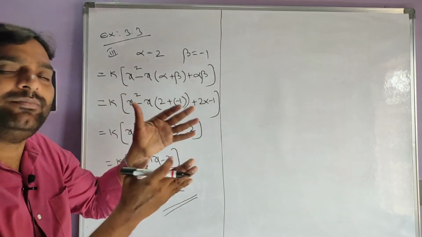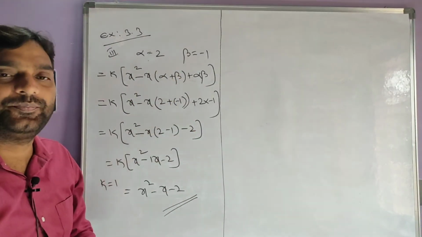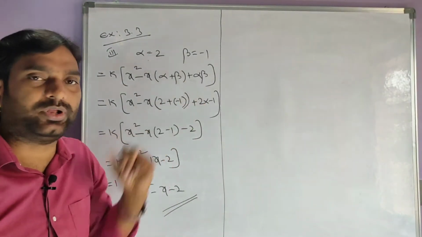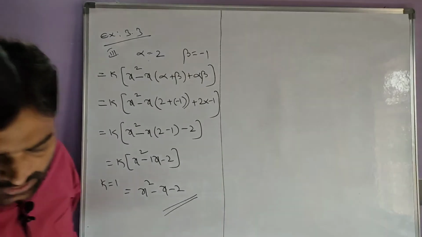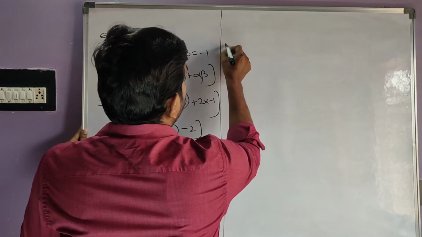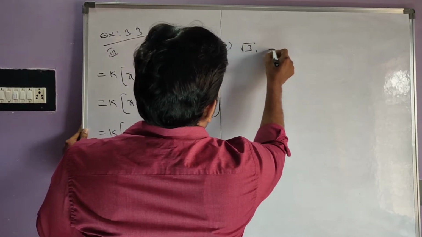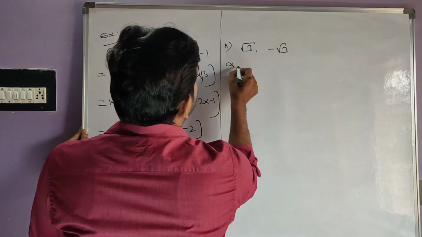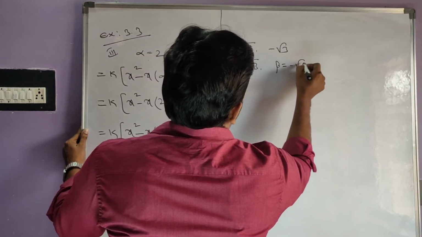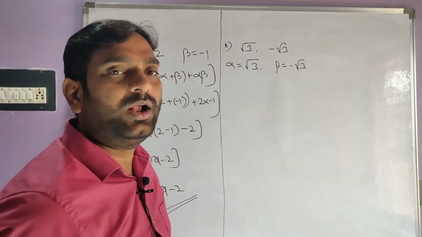Already he gave sum and product. In this case we have to do sum and product. That's the difference. Now coming to another problem: root 3, minus root 3 given. Take alpha as root 3 and beta as minus root 3. Now find the quadratic polynomial.